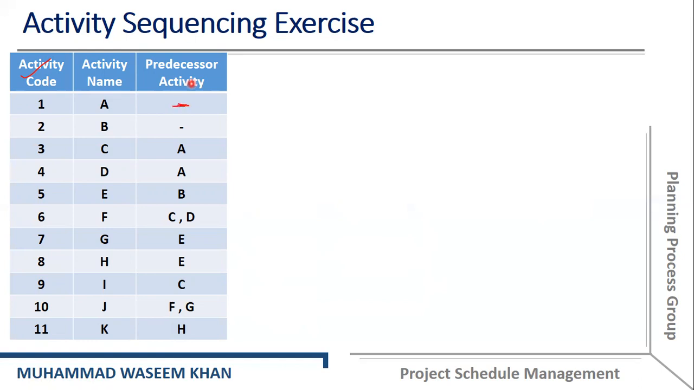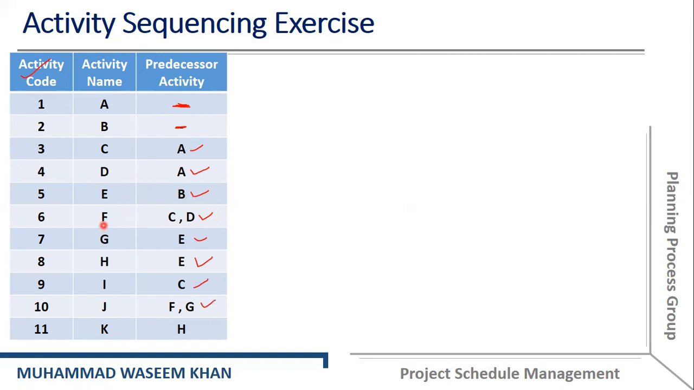Okay. So here activity A is independent, there is no predecessor for activity A. Similarly, activity B is independent, we don't have any predecessor for activity B. Activity C has a predecessor, it depends on activity A. Activity D has also a predecessor, which is A. That means that activity D depends on A. Activity E has also a predecessor, which is activity B. That means activity E depends on B.